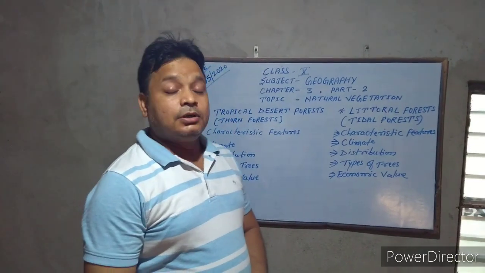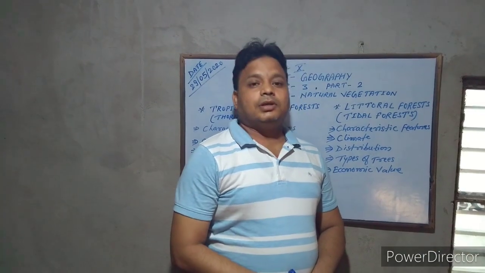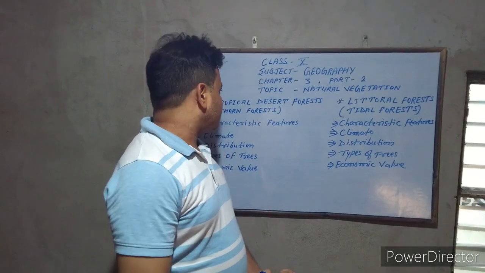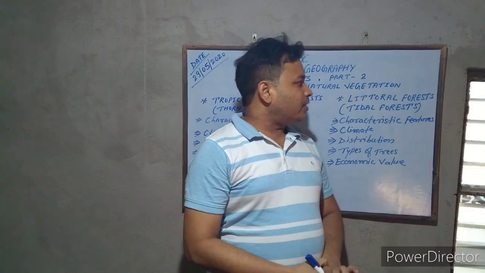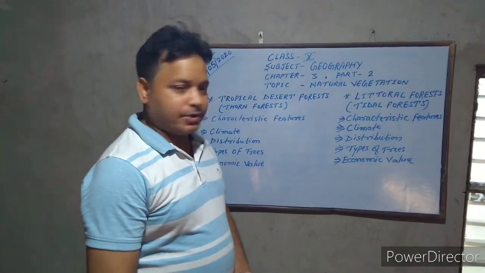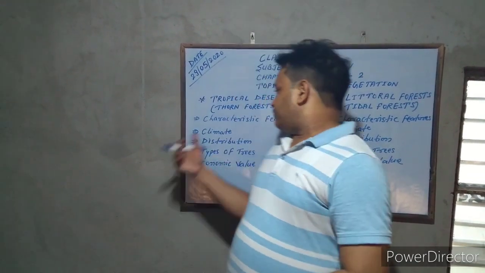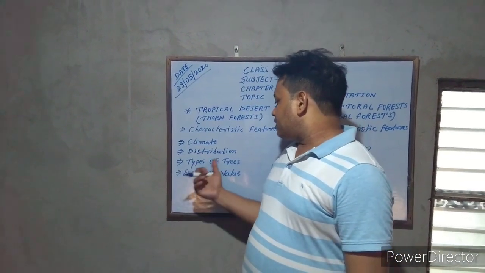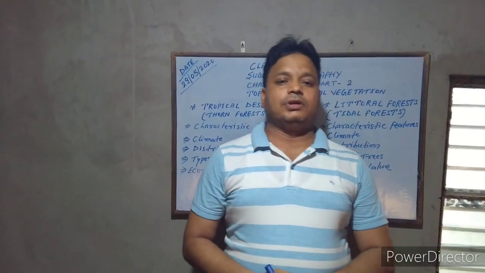Chapter name: Natural Vegetation. In my previous class I discussed evergreen forest and deciduous forest, but in this class I will discuss tropical desert forest first. Then I will discuss littoral forest, and after that mountain forest. First, I am going to teach about tropical desert forest. I will tell about the characteristic features of this forest, climate, distribution, types of trees, and economic value. So please listen to me carefully.